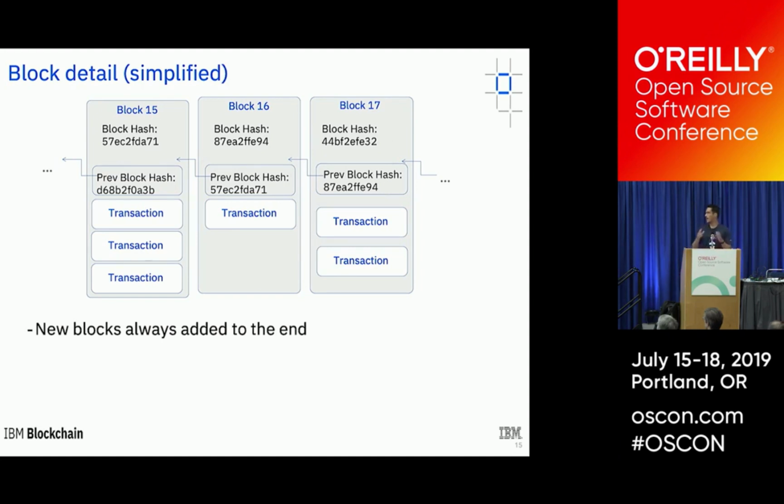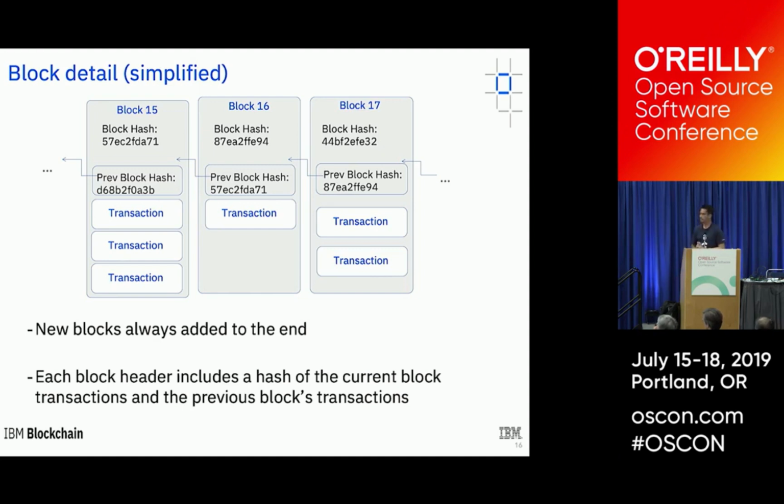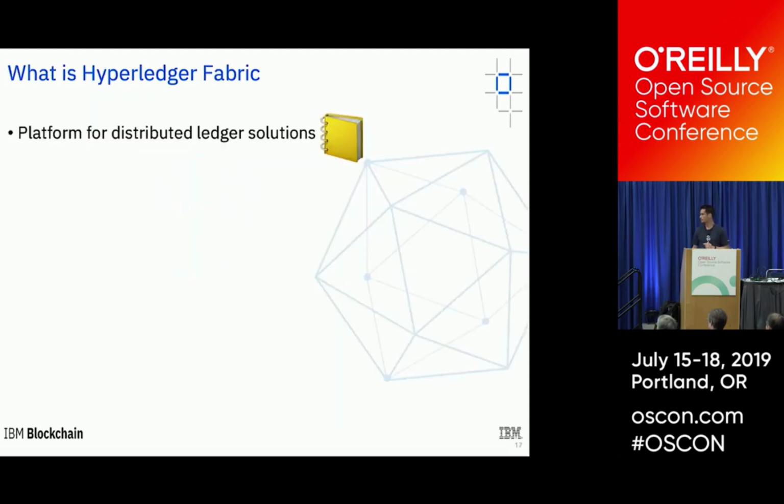You have the hash of the current transactions and then the hash of the previous block's content. New blocks are always added to the end. That's what makes it append only. And that's more or less it for the details of what's inside of a block.